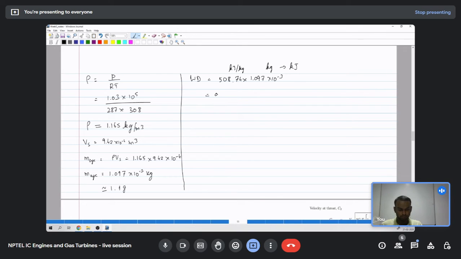So this is 0.558 kilojoules, so this is 558 joules per cycle. We have to calculate the power output, so that will be in joules per second, right? We are told that the speed of the engine is 1800 rpm.